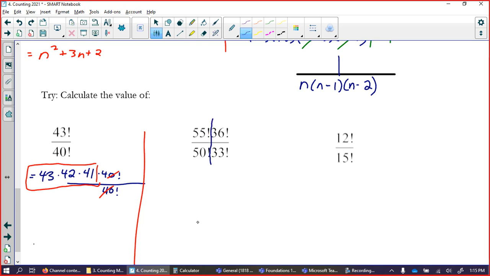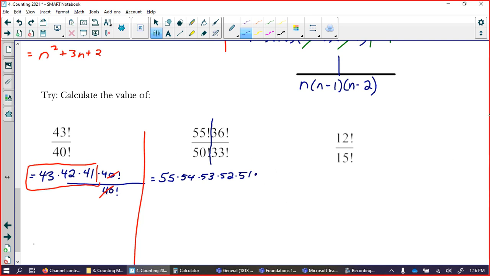I'm going to break this into 2 parts because there's 2 different things. 55 factorial over 50 factorial. I'm going to start at 55. That was an awful 5 to start, so we're going to start again. 55 times 54, 53. And because there's a 50, 51, everything after that is gone.